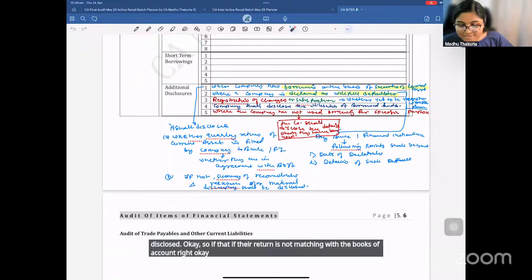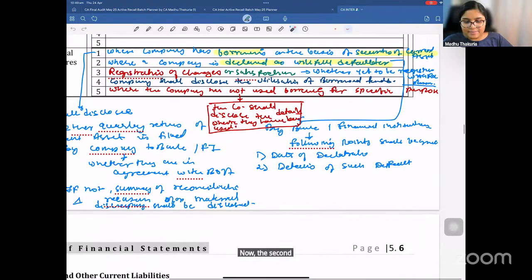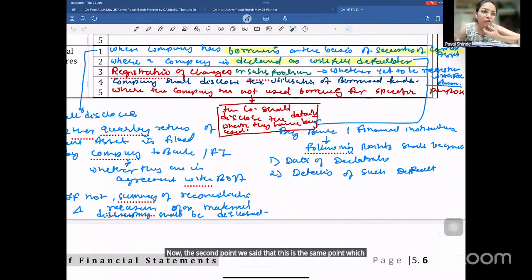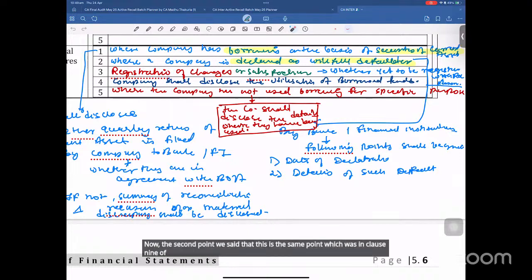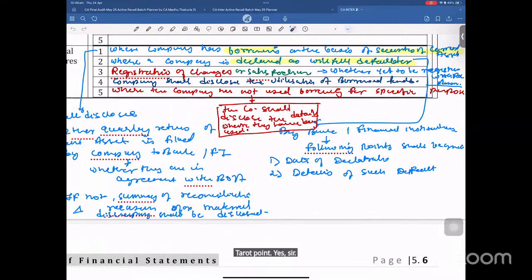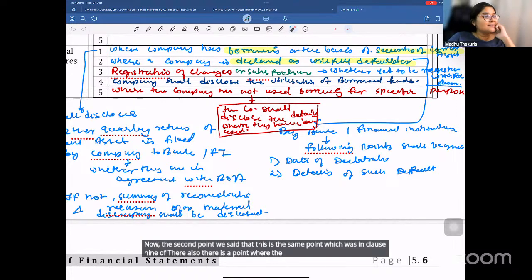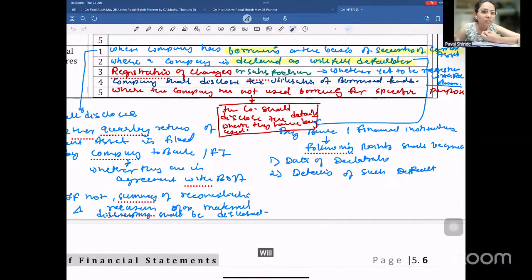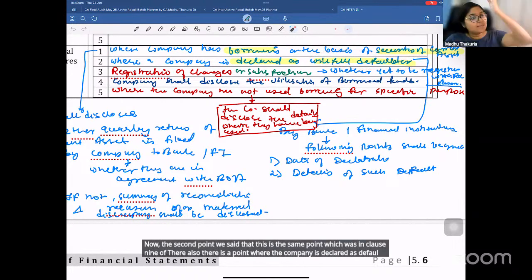Now the second point we said is the same point which was in clause 9 of CARO, where the company is declared as a willful defaulter. And you have the similar point over there.